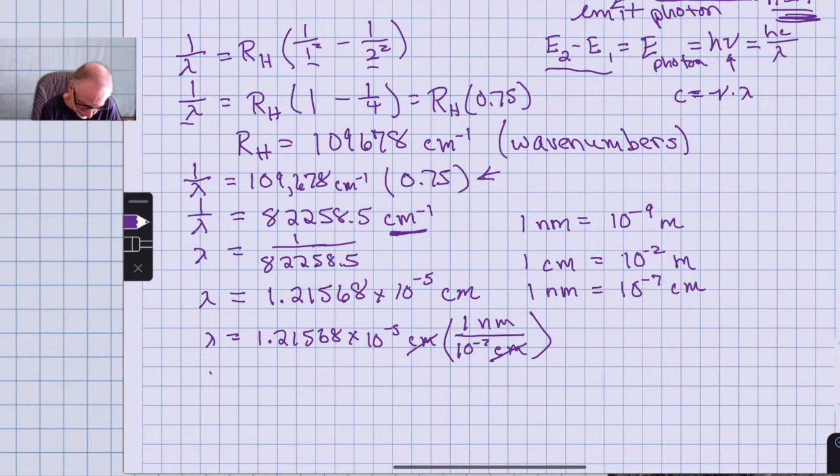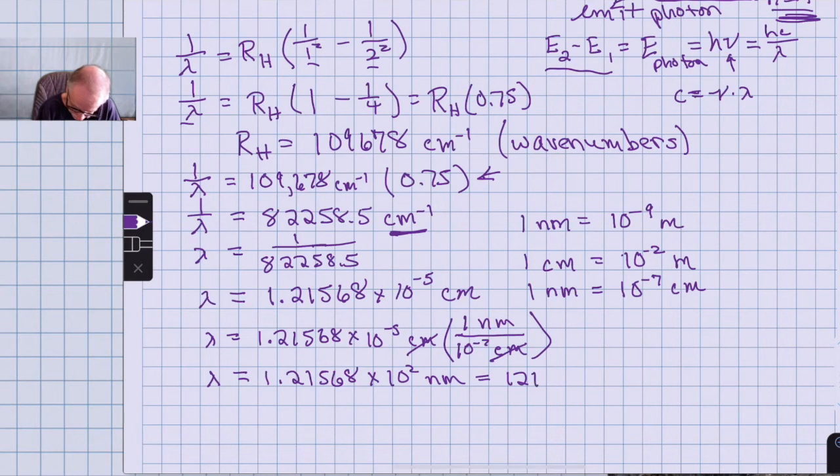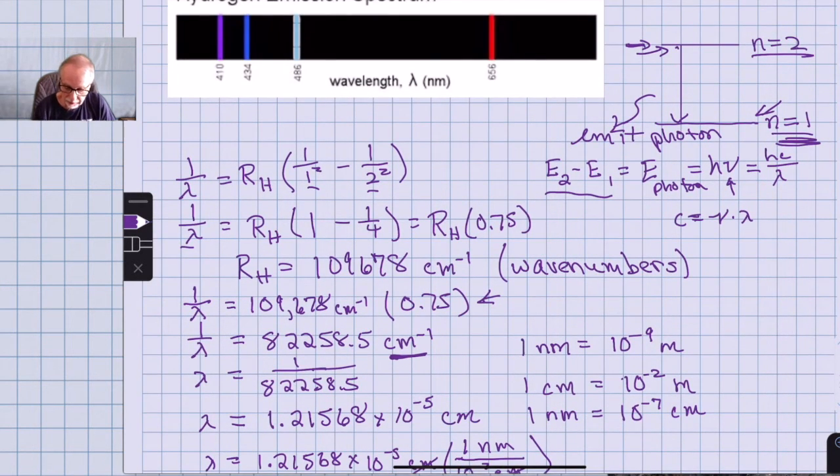So when I multiply this out, what I'm going to get is 1.21568 times 10 to the second, and you can multiply this out yourself just to make sure that this is clear to you. Or if we wanted to just shorten it, it's 121.568. So not using scientific notation, it's 121.568 nanometers. Okay, that's the wavelength corresponding to the emission from level 2 up here to level 1.